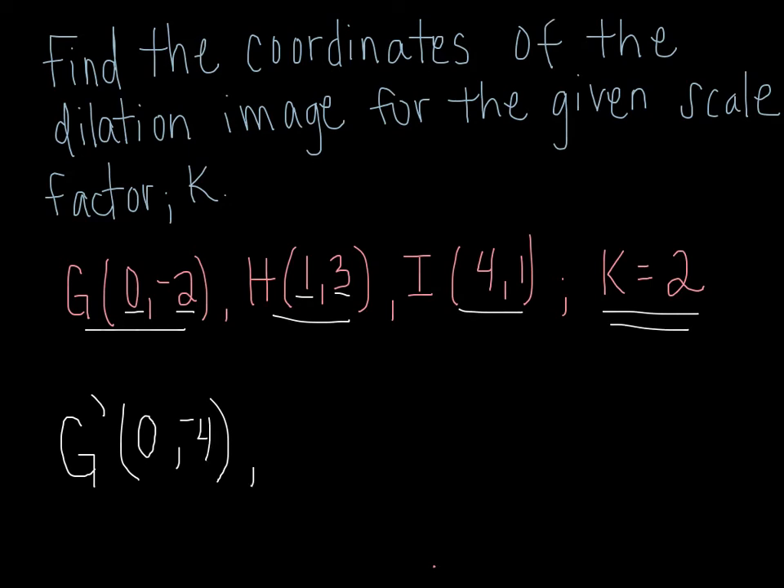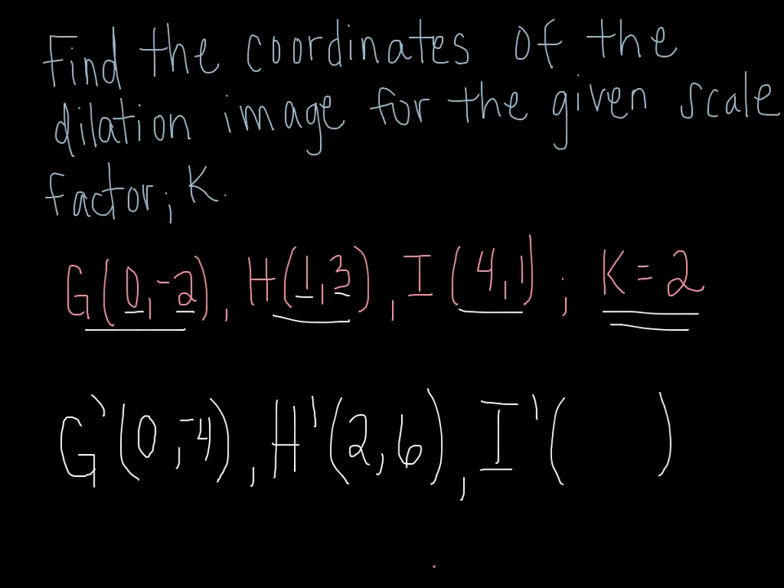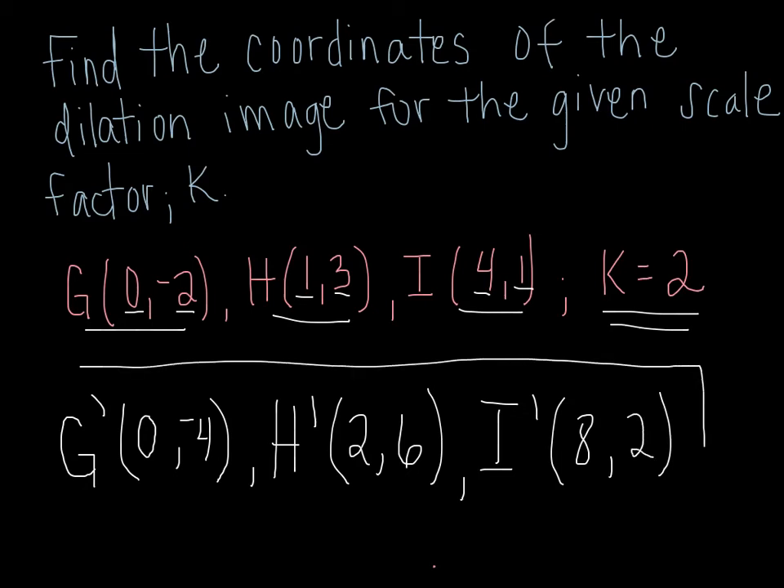Then we go to H prime. 1 times 2 is 2. 3 times 2 is 6. And one more ordered pair. So I prime. 2 times 4 is 8. 2 times 1 is 2. So G prime, H prime, and I prime are the new ordered pairs for these coordinates.